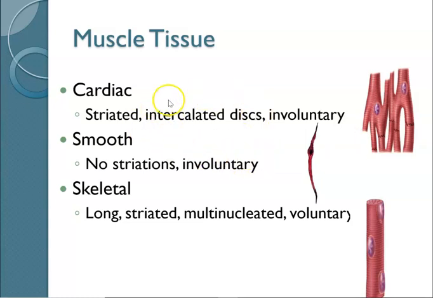Intercalated discs, which are found in cardiac muscles, that's this darkened structure here. That will be connections between one cardiac muscle cell to the next cell.